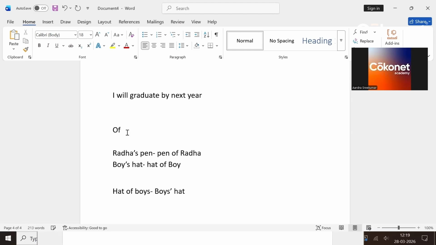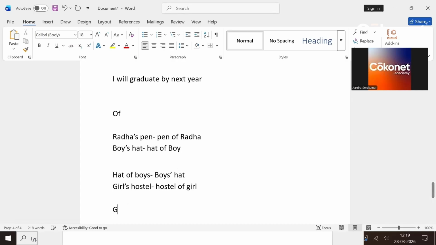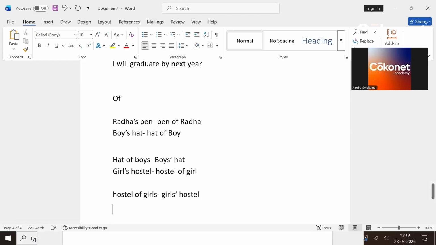Or say the most mistaken usage is girls hostel. Girls hostel actually means it's a hostel of one girl and not a lot of girls. So it's the hostel of a girl if it is written this way, and if you have to write hostel of girls, then you have to use the apostrophe in this way. Girls' hostel. This is the right usage.